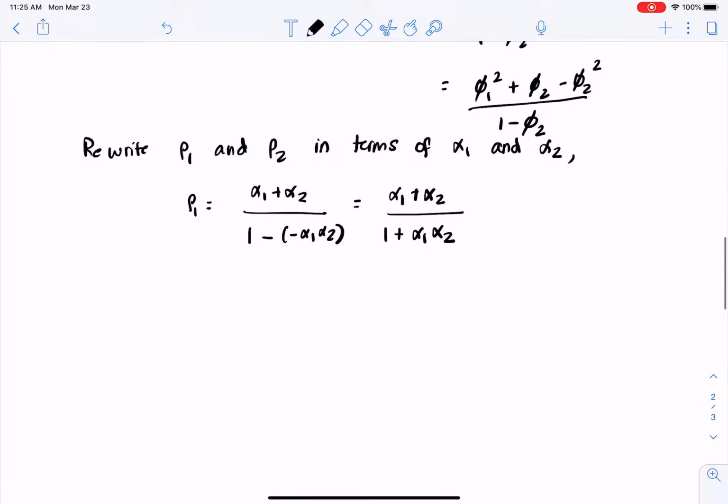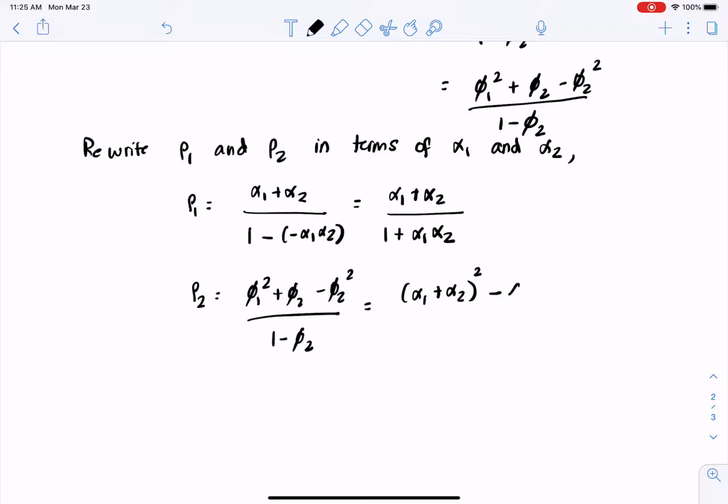In a similar manner, rho 2 is phi 1 squared plus phi 2 minus phi 2 squared over 1 minus phi 2. Phi 1 squared is alpha 1 plus alpha 2 squared. Phi 2 is negative alpha 1 alpha 2, and negative alpha 1 alpha 2 squared for phi 2 squared, divided by 1 minus negative alpha 1 alpha 2.